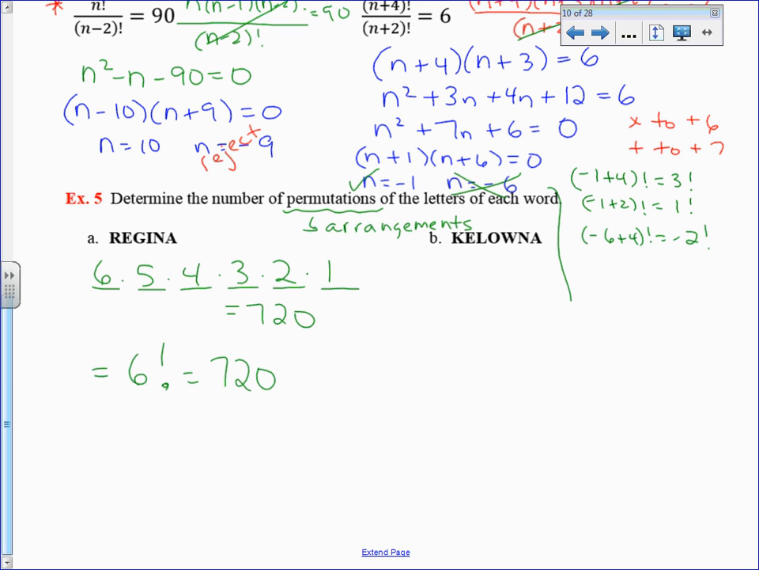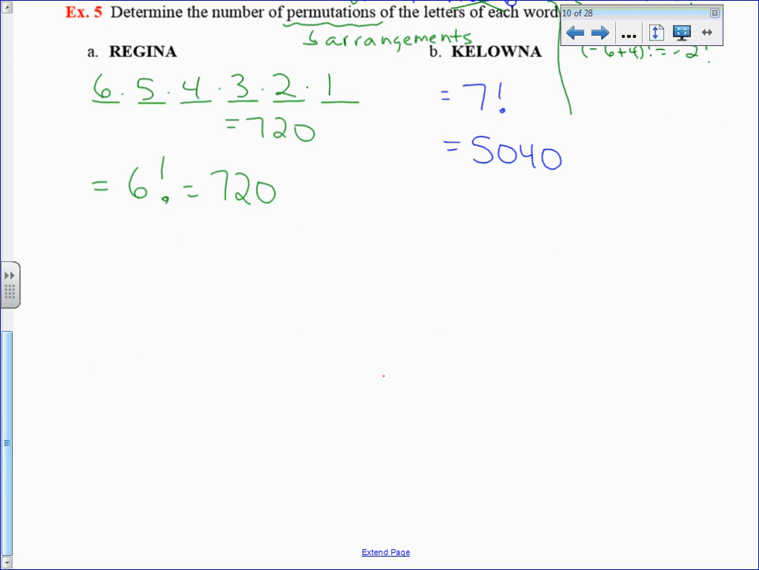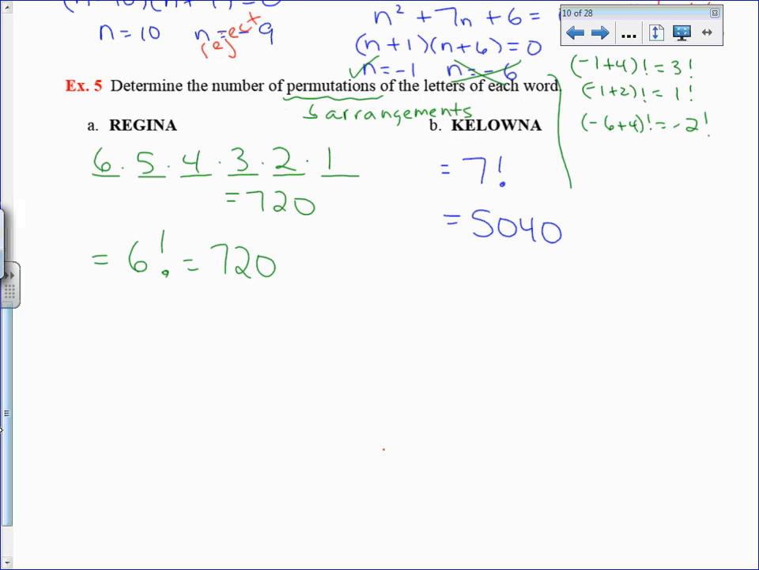If I have no restrictions and I'm using all of the letters, then I can use factorial. So without writing out the lines, what's a shorter way of finding the number of arrangements of the letters in Kelowna? 7 factorial. Okay. So 5,040. Factorial gets really annoying to say over and over again. Okay, any questions about that?